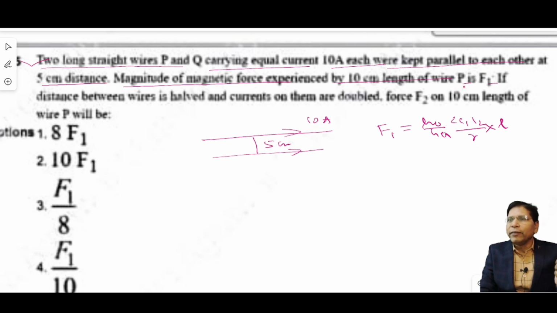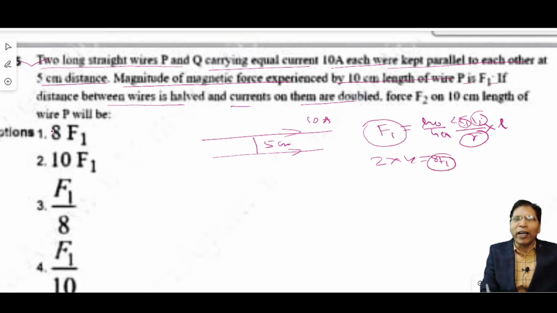So look at this. In the second case, the distance between them is half. If the distance is halved, the force becomes 2 times. Now the current on each conductor is doubled, so I1 doubles and I2 also doubles, so the force becomes 4 times. So it is 2 into 4, so the magnitude of force is 8 times, so this is 8F1.